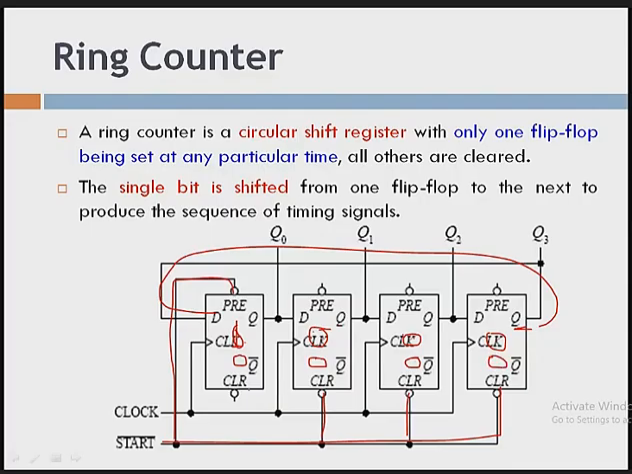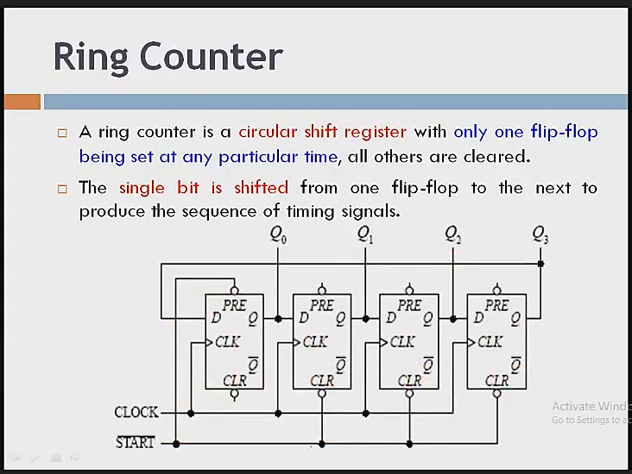Now suppose I apply the next clock pulse, the second clock pulse. This bit will be shifted here, this bit will be shifted here, this bit here, and this bit here. So every time you apply a clock, you are getting the same output, that is 0 0 0. That's why there is a limitation in the ring counter: at least one flip flop needs to be set. For understanding, you can set any flip flop by using this setting.